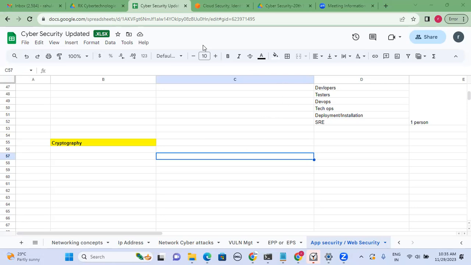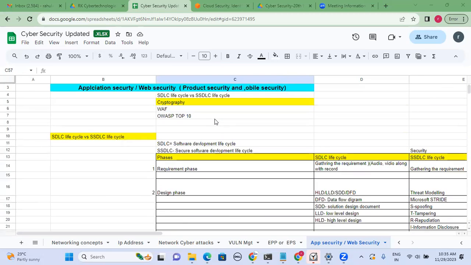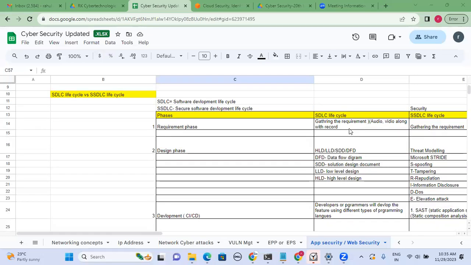Good morning. So yesterday we completed file integrity monitoring, and also we completed HDS HAPS. Today, we started application security. In application security, we discussed what is the SDLC lifecycle and what is the secure SDLC lifecycle, what our roles and responsibilities are, and what exactly we will do in each and every phase of the respective software development lifecycle.